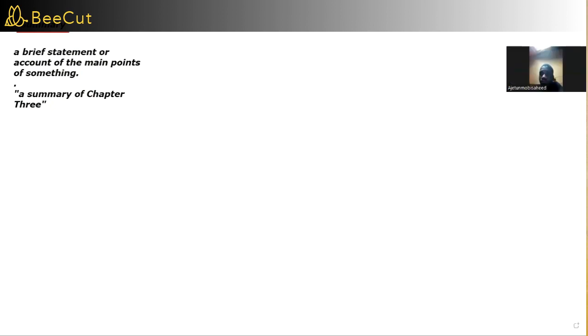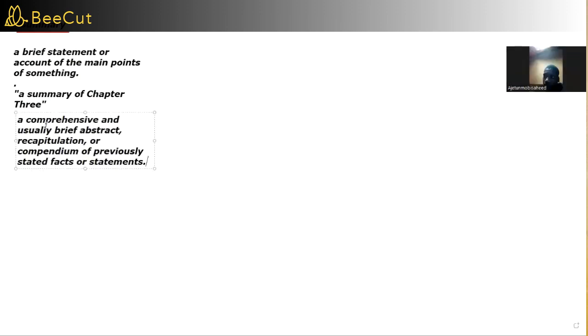So, summary, let me give you that. Something that was previously stated that you are aware of or given to read through, you can say summary is also comprehensive. Not the whole details, but what you are giving us will be enough to tell us all about the topic or the particular thing. So it's a comprehensive and usually brief abstract or recapitulation or compendium of previously stated facts or statements. So that is what summary is all about.